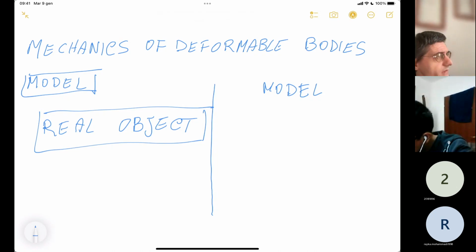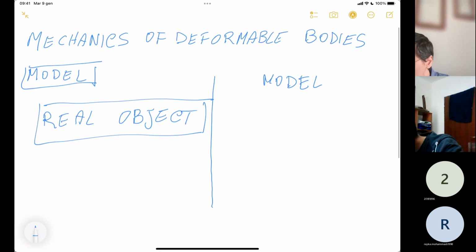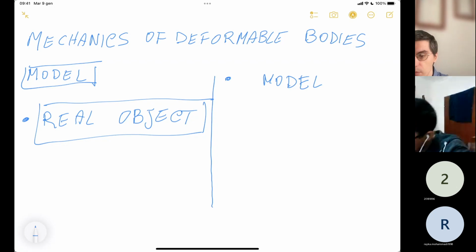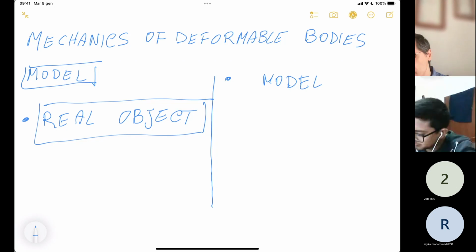So this is just a general view, but it's important that you understand that there is the real world and there is the world of the model, which is a mathematical tool, something different from the real object.